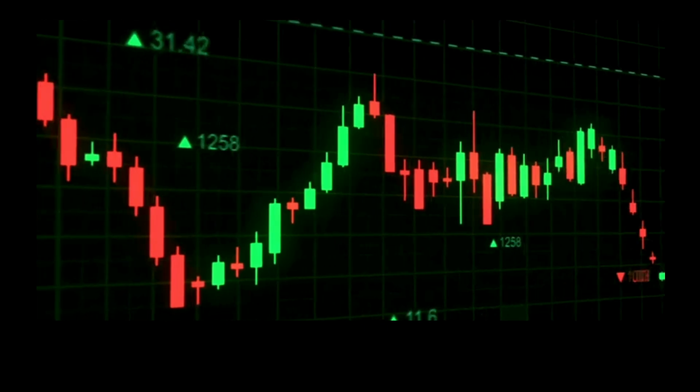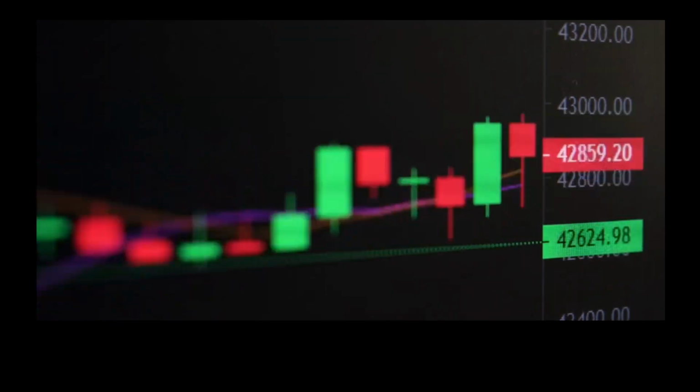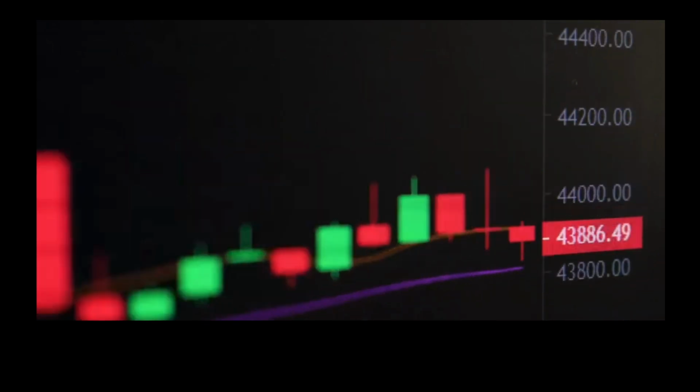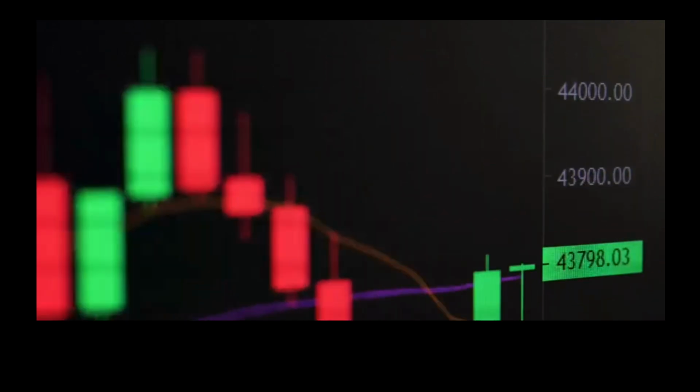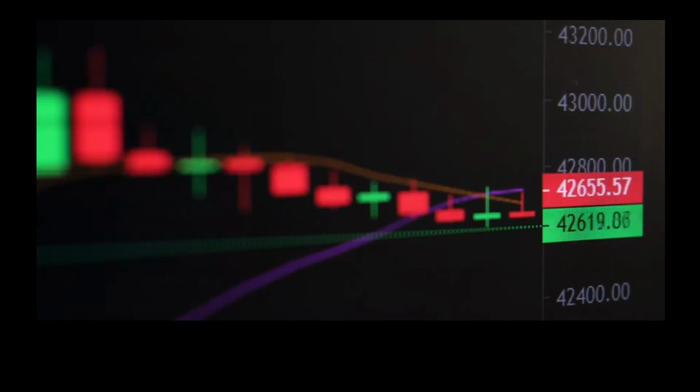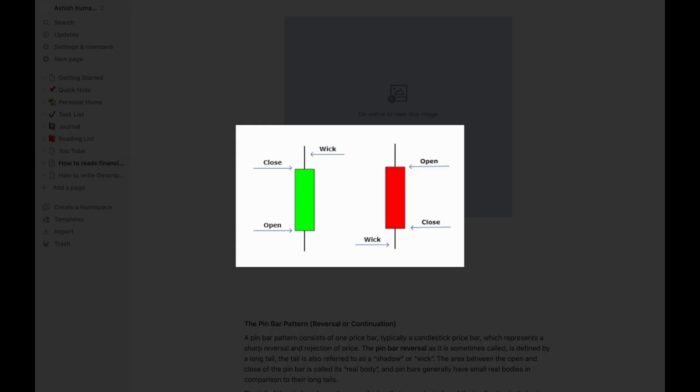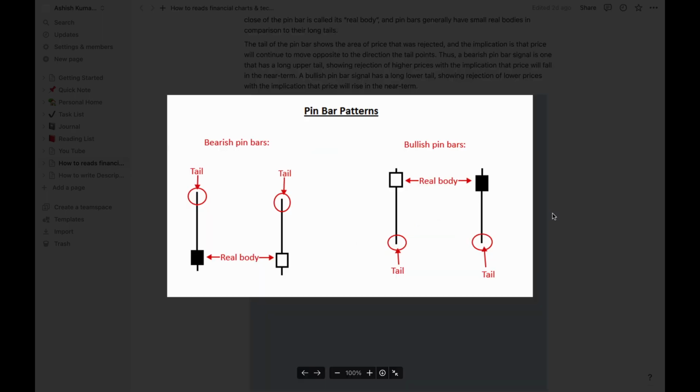Candlesticks are a popular and widely used method for visually representing the price movement and pattern on a price chart. They provide valuable information about the opening, closing, high and low prices of a financial instrument within a specific period of time. The main components of the candlestick are the body and the wicks. The body represents the price range between the opening and the closing prices, while the wicks indicate the high and low prices reached during that period of time.